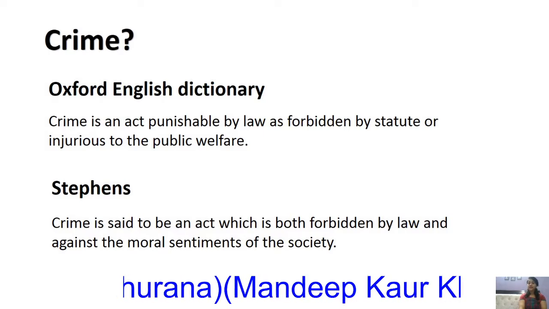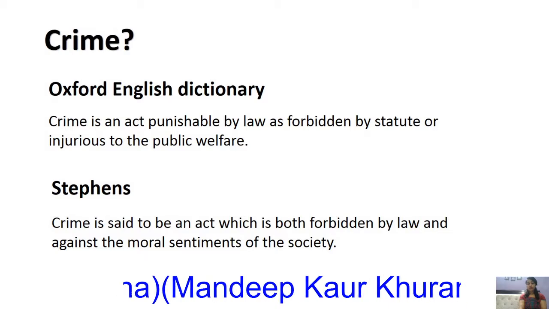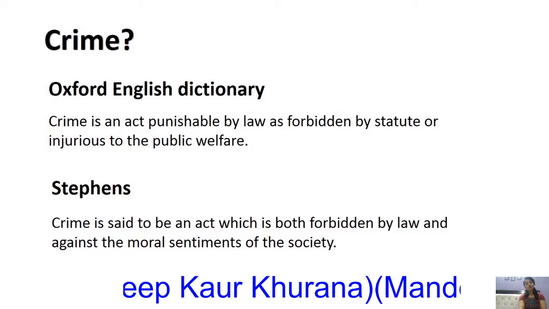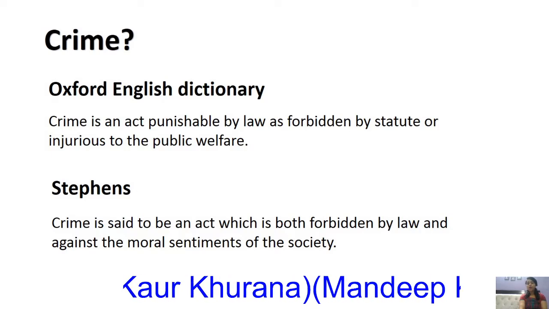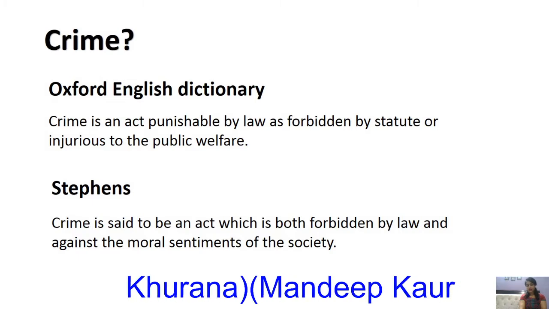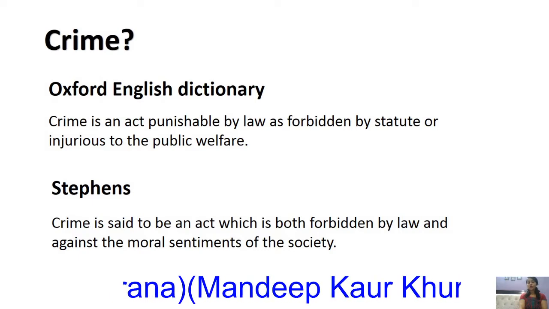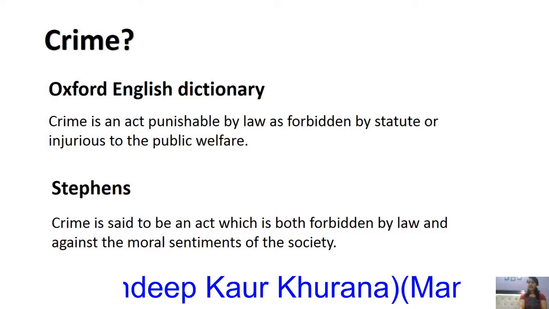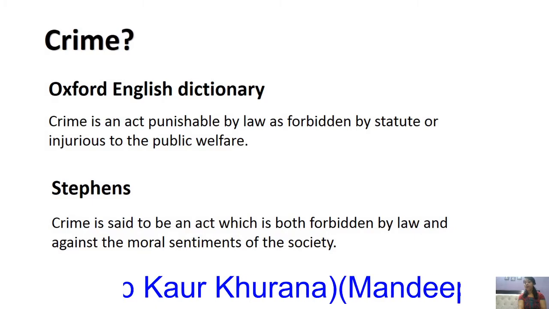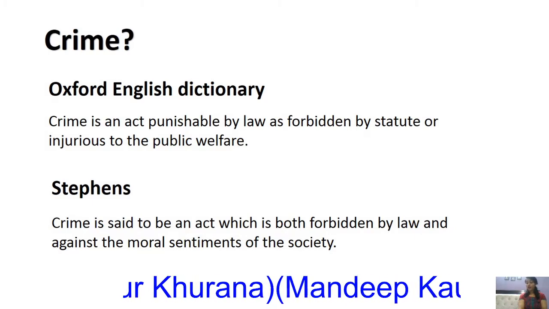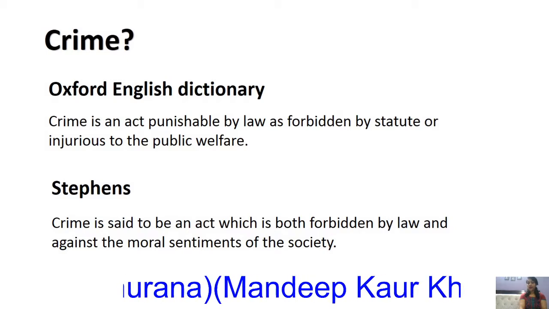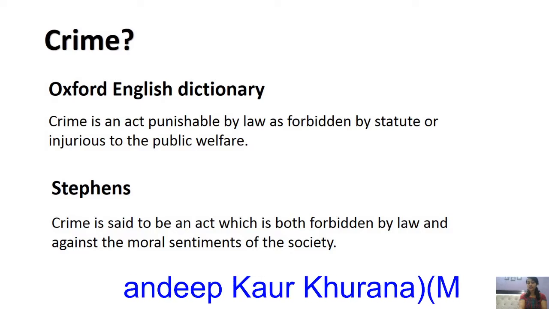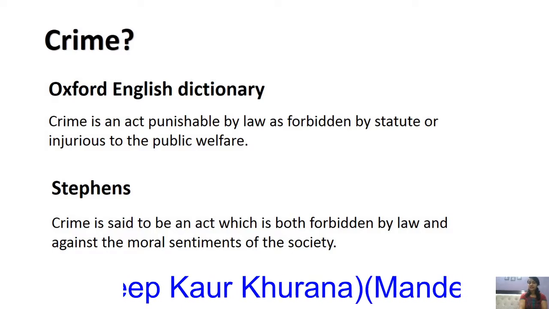Next is the definition of Stephen. According to the jurist Stephen, crime is said to be an act which is both forbidden by law and against the moral sentiments of the society. So, almost similar to the Oxford English Dictionary definition, Stephen is also saying that any act which is forbidden by law, जिसको हमारे कानून ने forbidden करा है, गलत ठहराया गया है, and against the moral sentiments of the society, which is against our morality, our morals, is known as crime.